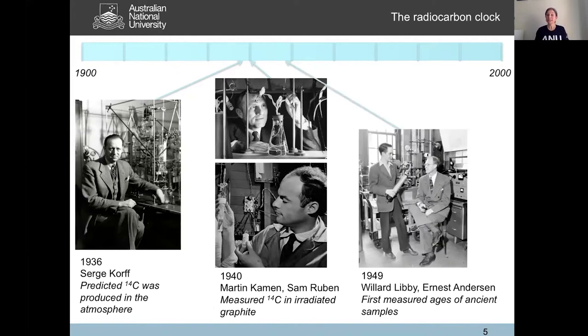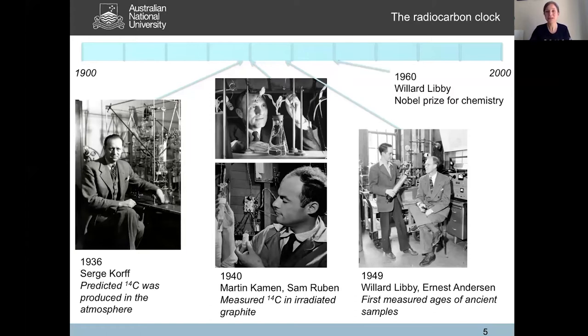And by 1946, someone called Willard Libby came up with the idea and published the idea that maybe perhaps we would be able to use carbon-14 as the basis of a dating technique. And by 1949, he and his student Ernest Anderson had been able to develop a piece of equipment which could actually measure natural abundances of carbon-14. And also, at the same time, they were able to measure the first ages of ancient samples, and they showed that, yes, we could use this carbon-14 to get the age of a sample in the past.